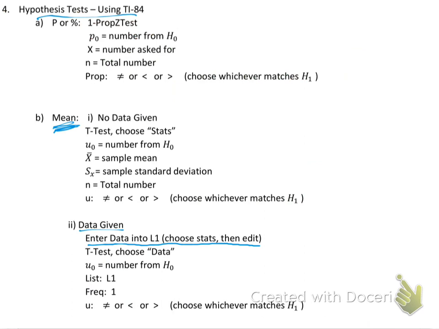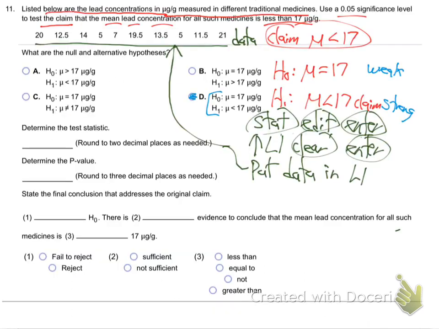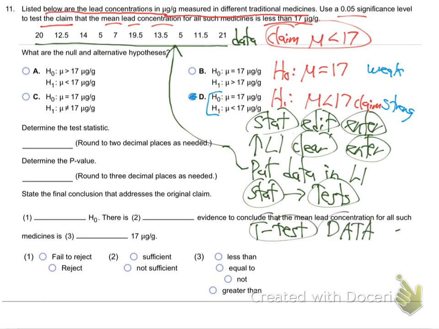So now enter the data into L1, and then go to t-test and choose data. So now hit stat, go over to tests, and choose t-test, and this time choose data. And then when you choose data, it'll ask you for mu0. So what's mu0 going to be? Well, that's always whatever's next to H0. That's 17.